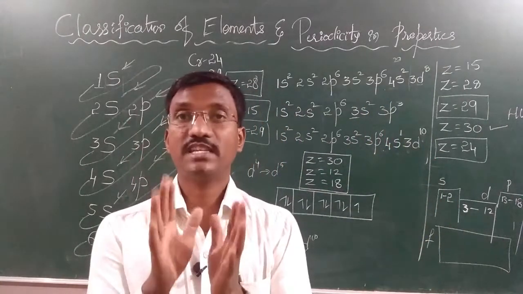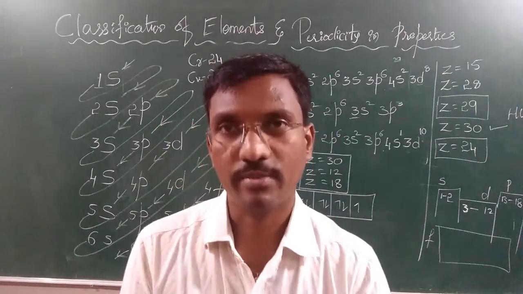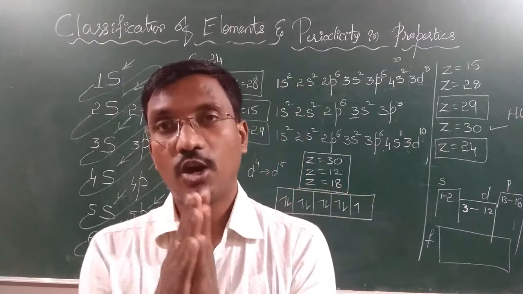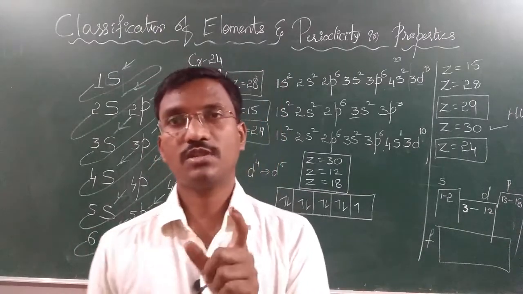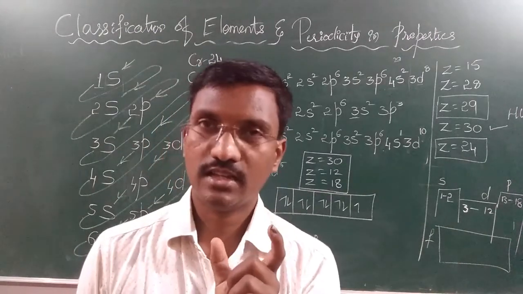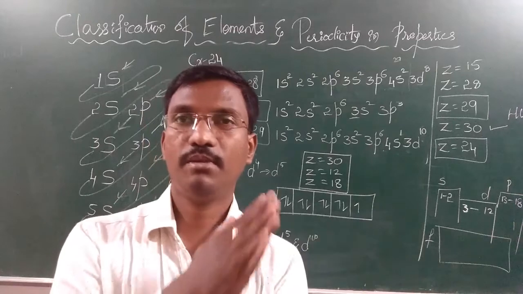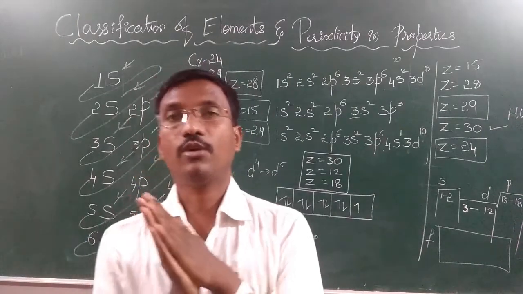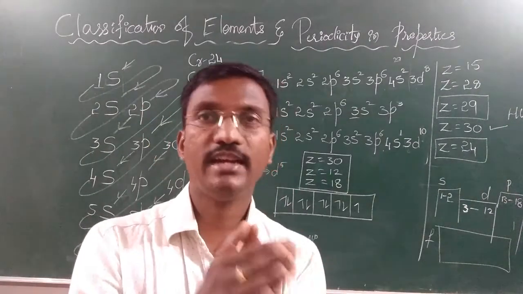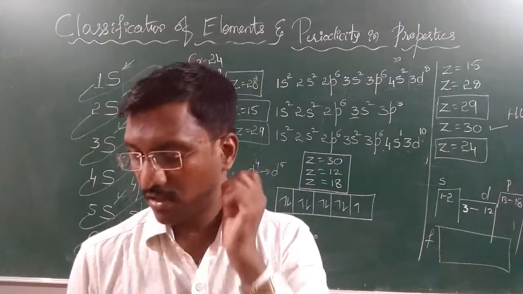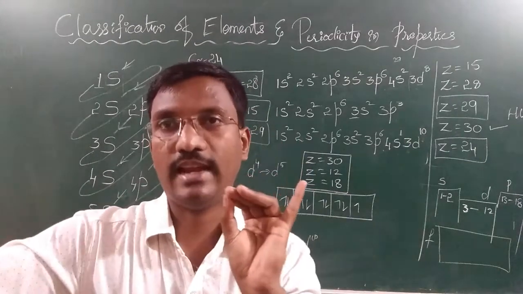So S block elements are the elements in which the outermost electrons are filled in the S orbital. If the outermost electrons are filled in the S orbital, it is called an S block element. Similarly, what are P block elements? The elements in which the outermost electrons are filled in the P orbital are called P block elements. Similarly, D block elements are the elements in which the outermost electrons are filled in the D orbital. Similarly, F. Okay, so keep in your mind, this is about the SPDF blocks.